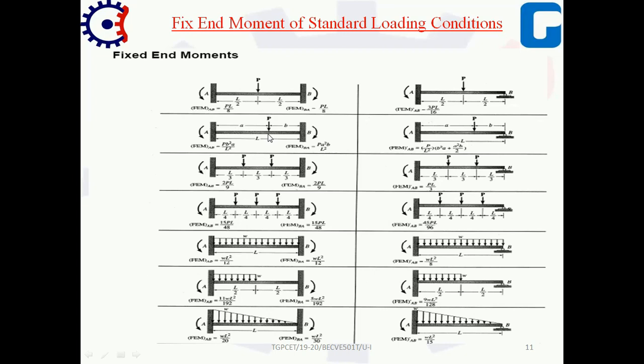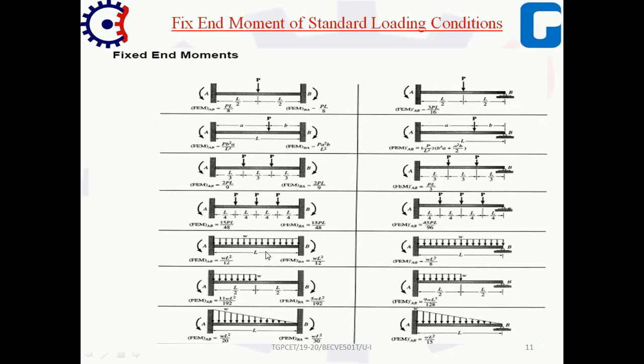For an eccentric point load, rather than writing W, we can use the load P, so the moments are minus PB square A divided by L square, and plus PA square B divided by L square. For two concentrated loads at the same distance, it is minus 2PL by 9 and plus 2PL by 9. For three concentrated loads at the same distance, minus 15PL by 48 and plus 15PL by 48.